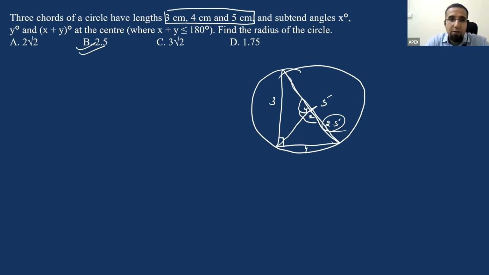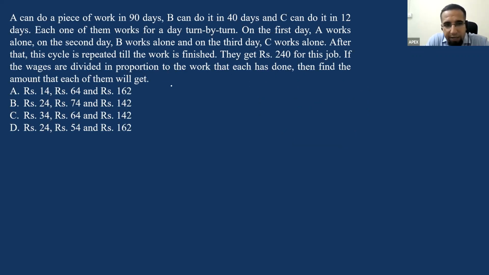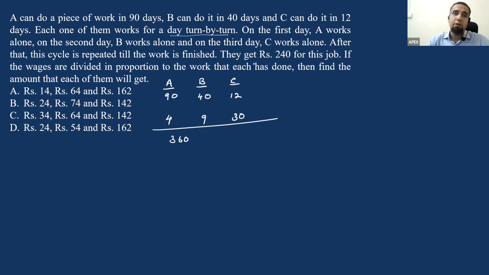Again, a time and work question. A can do a piece of work in 90 days. B can do the same work in 40 days. And C can do the same work in 12 days. So 90, 40, and 12, let's say 360 is the LCM. So this guy takes 30, this guy takes 9, and this guy takes 4. On the first day, A works, second day, B works, and the third day, C works. They work one person per day, turn by turn. After that, this cycle is repeated till the work is finished. So it's A first, then B next, and then C next.